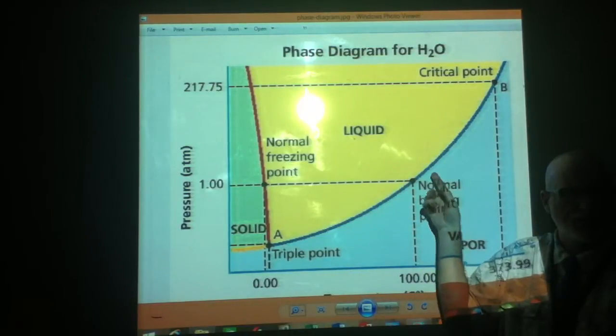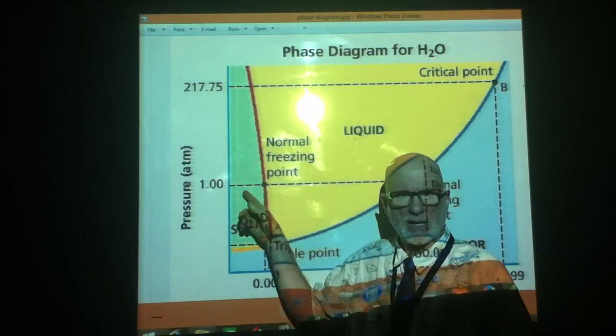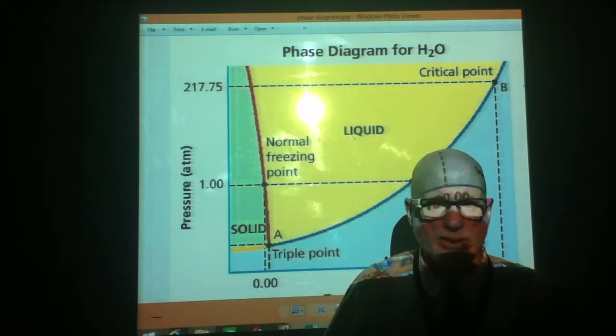What happens when you go from a gas to a liquid? Condensation. And when you go from a liquid to a solid? Freezing. Good.